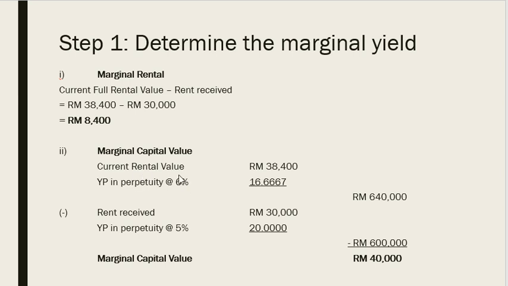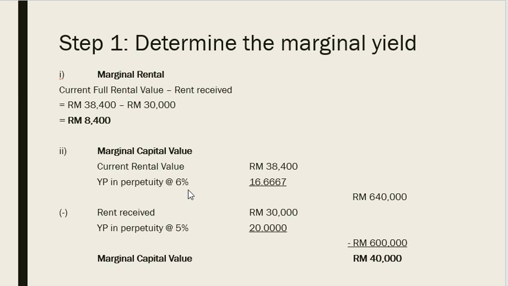Remember, when we use rental value, we need to use the all risk yield in this calculation. So rental value times the YP in perpetuity, and then you will get the answer here. If you can't remember the formula for YP in perpetuity, it is basically 1 divided by I.